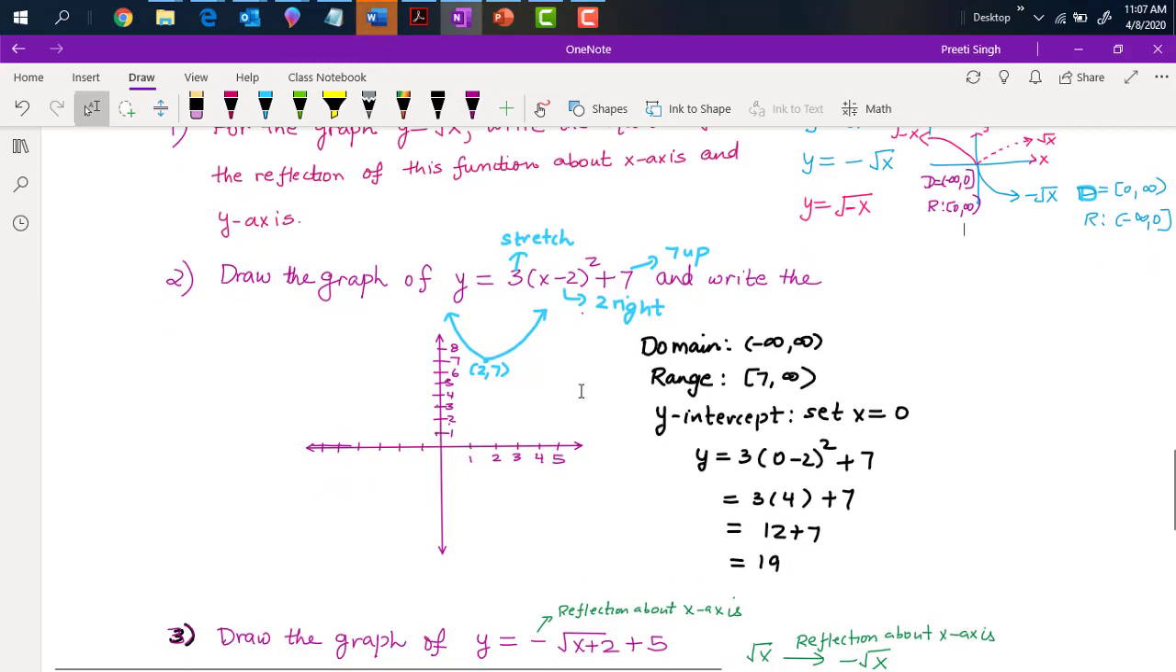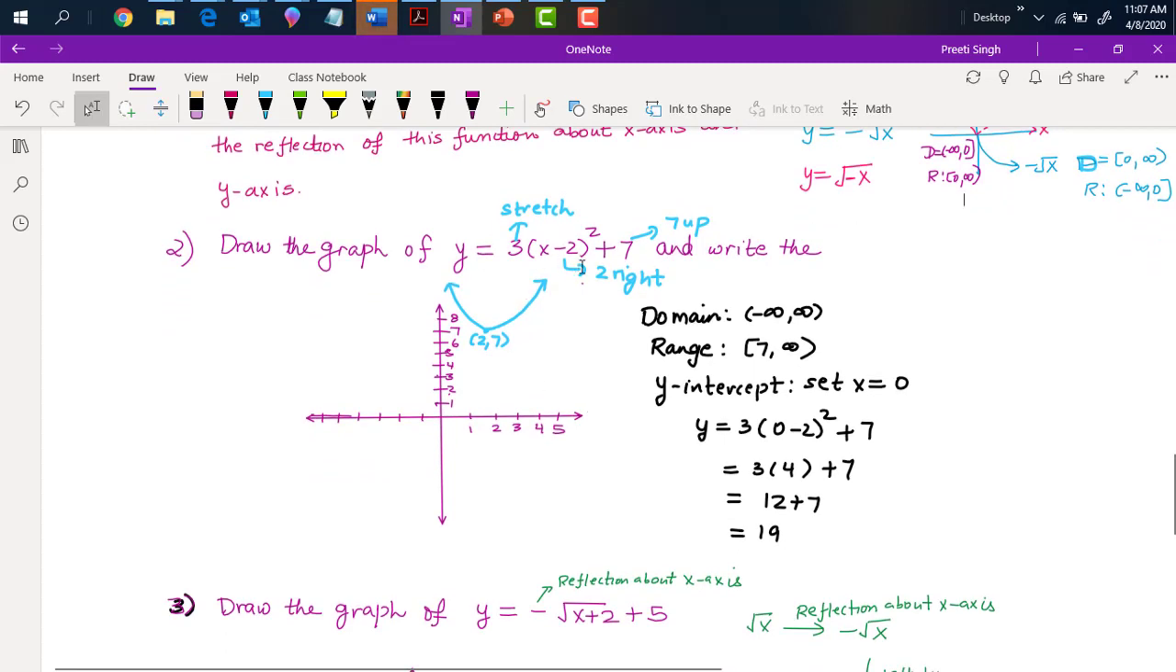The next one I have is: draw the graph of 3(x minus 2) whole squared plus 7. The first thing to note here is how many transformations do you see here? I see 3. The first one is the stretch, which I have labeled here. The parent function is x squared, right? It's stretching by 3, so 3(x minus 2) whole squared. It's going right and then it's going up 7. So stretch by 3, shift to the right, and then 7 up.